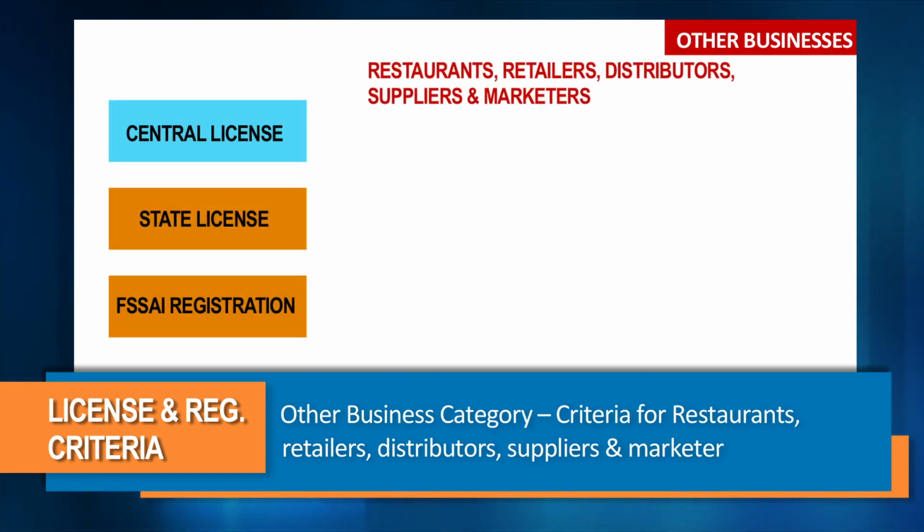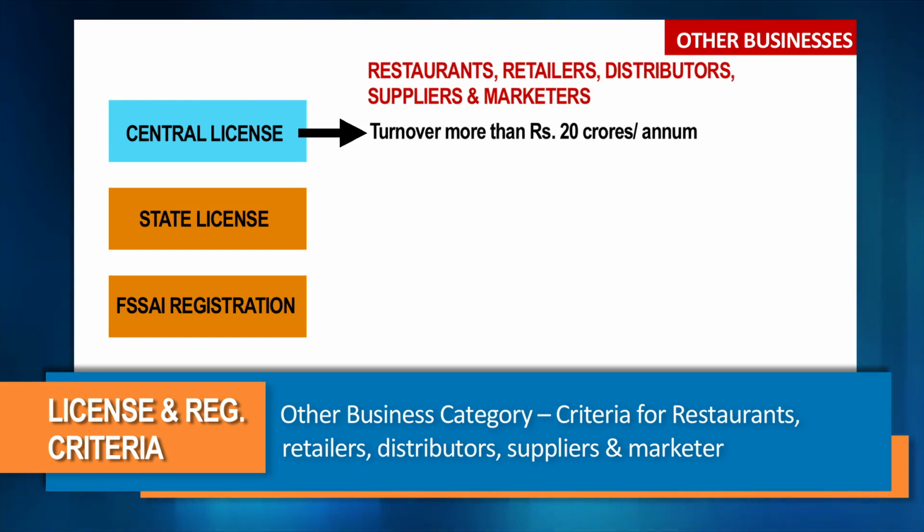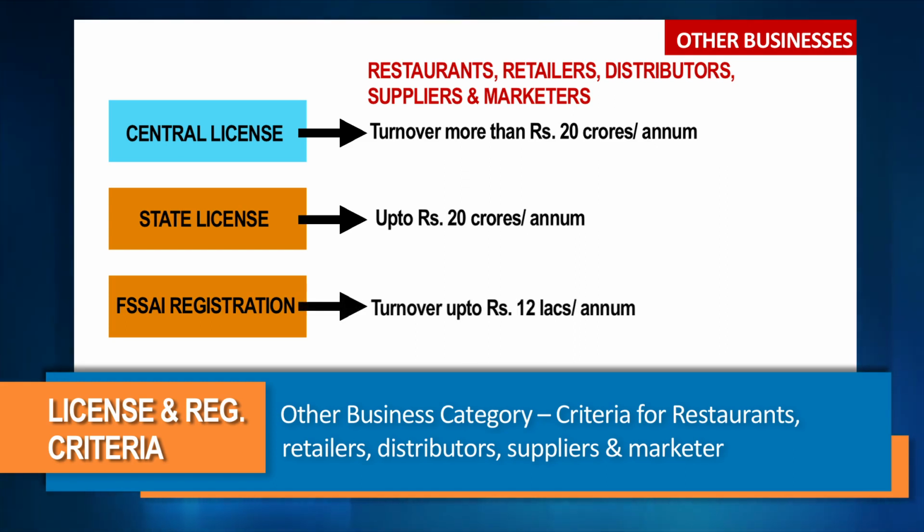Restaurants, retailers, distributors, suppliers and marketers with turnover of more than rupees 20 crores per annum falls under central license. Up to rupees 20 crores per annum falls under state license, and with turnover up to rupees 12 lakhs per annum falls under registration category.